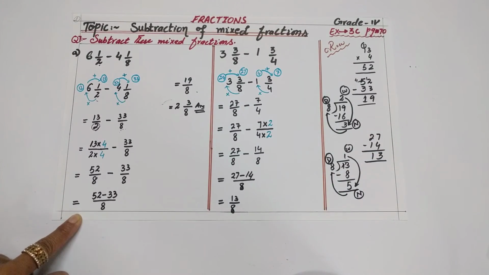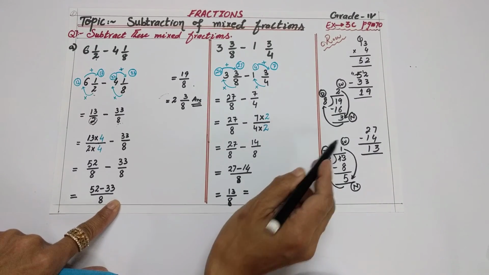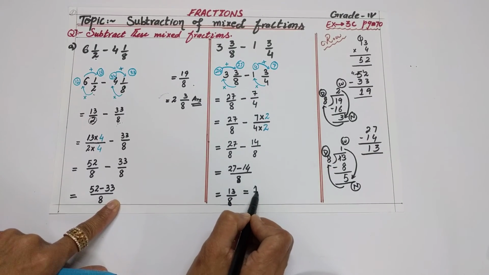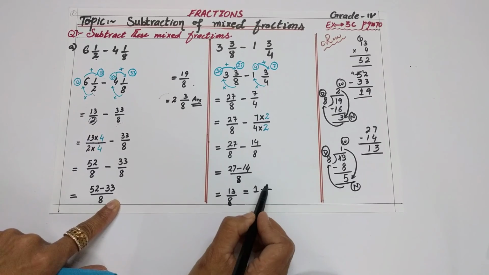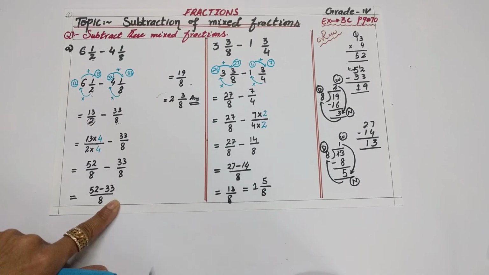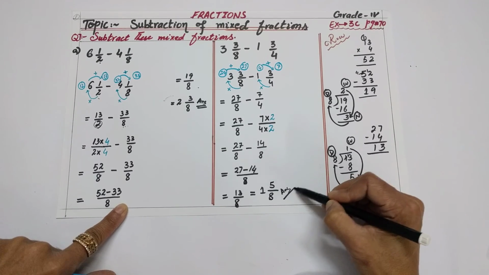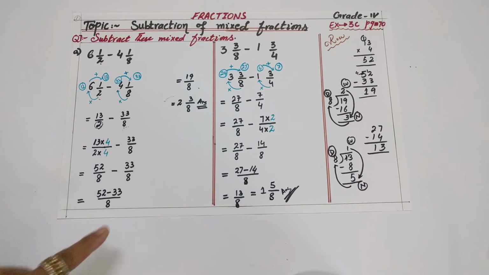So to write the improper fraction as a mixed fraction, firstly we will write the whole. 1 is the whole, 5 is the numerator, and 8 will be the denominator. So 1 5 by 8 is our required answer. Got it? So dear students, I hope you have learned the concept of subtraction of mixed fractions.